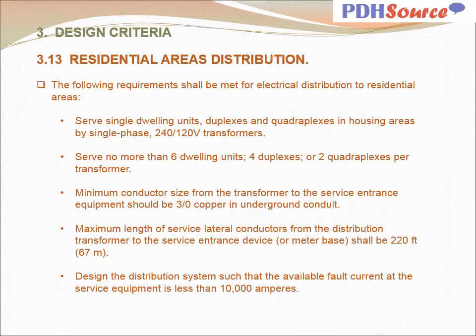The following requirements shall be met for electrical distribution for residential areas. Serve single dwelling units, duplexes, and quadplexes in housing areas by single phase 240/120 transformers. Serve no more than 6 dwelling units, 4 duplexes, or 2 quadplexes per transformer. Minimum conductor size from the transformer to the service entrance equipment shall be 3/0 copper in underground conduit. Maximum length of service lateral conductors from the distribution transformer to the service entrance device or meter base shall be 220 feet. Design the distribution system such that the available fault current at the service equipment is less than 10,000 amps.